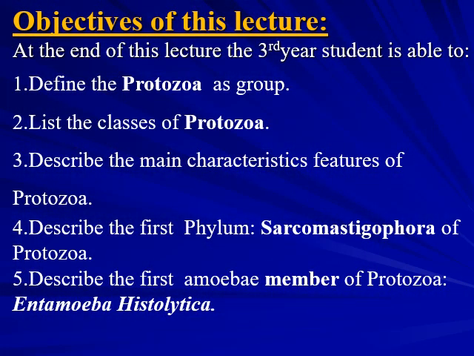At the end of this lecture, the student should be able to define the protozoa as a group, list the classes of protozoa, describe the main characteristic features of protozoa, describe the first phylum Sarcomastigophora of protozoa, then describe the first member of protozoa, Entamoeba histolytica.